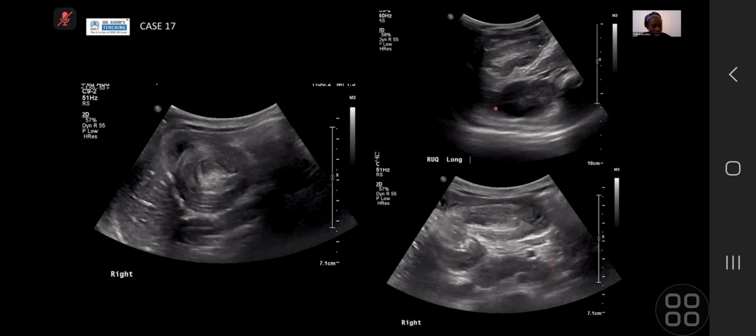And then here we've got a longitudinal view. So we've elongated out this structure and we can see this pseudo kidney sign. So here we've got a hypoechoic periphery and central hyperechogenicity, but we know it's not the kidney because we've got the kidney down here. So this is a pseudo kidney sign, and this is also a pseudo kidney sign, which I'll come on to explain.